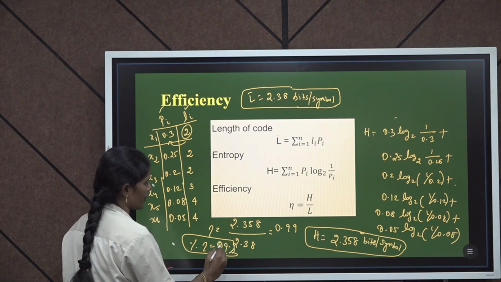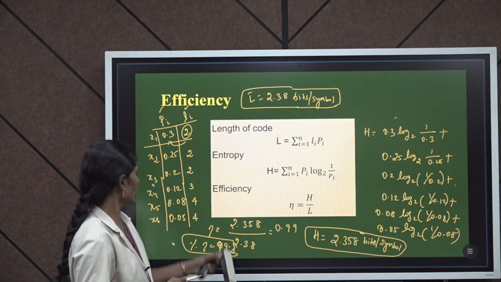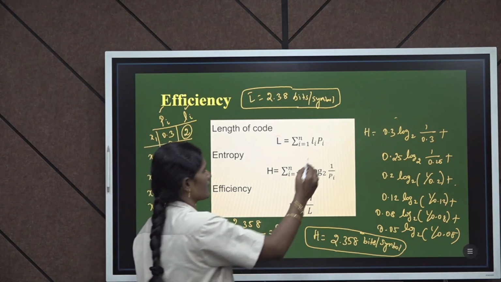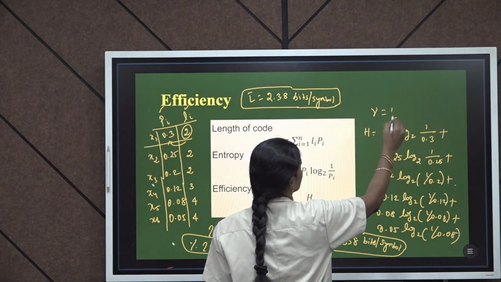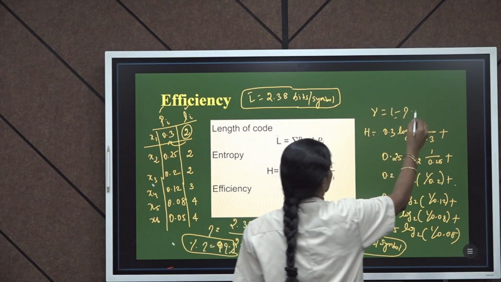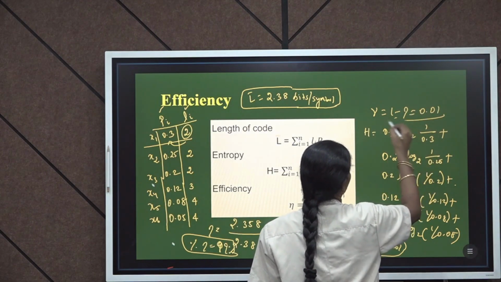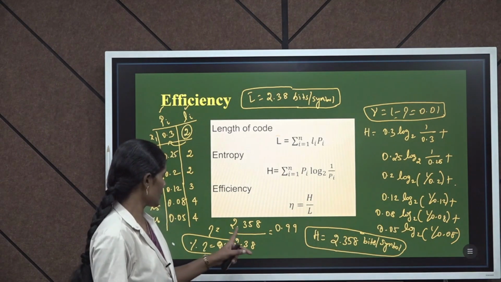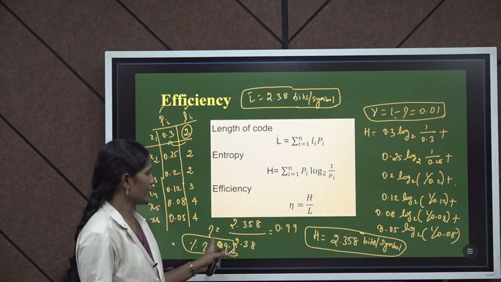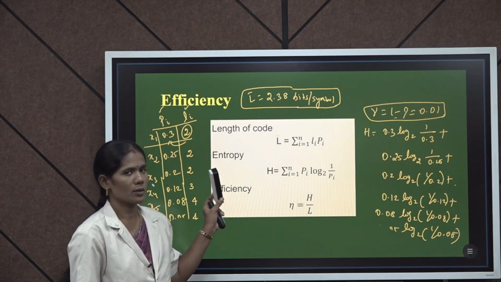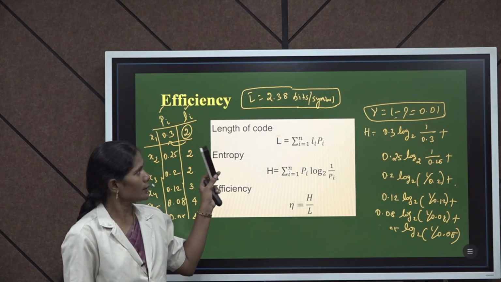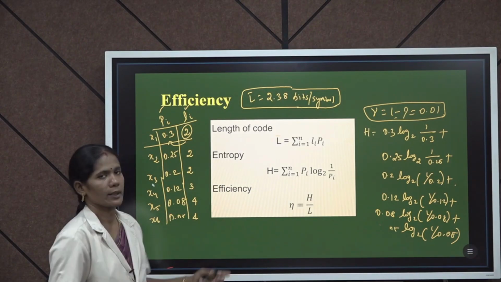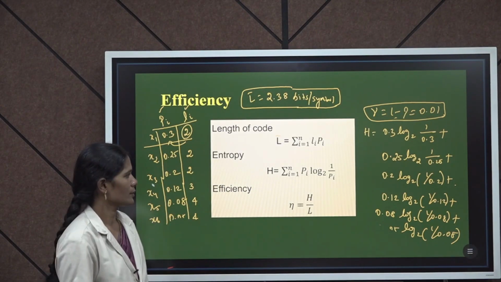So by using Huffman code, the efficiency for Huffman code is 99%, and then redundancy. Redundancy equals 1 minus eta, so it is 0.01. Redundancy for this example is 0.01, and the maximum efficiency we calculated here is 99%. So it is the best lossless data encoding algorithm with high efficiency. We can get up to 99%. Okay, thank you.